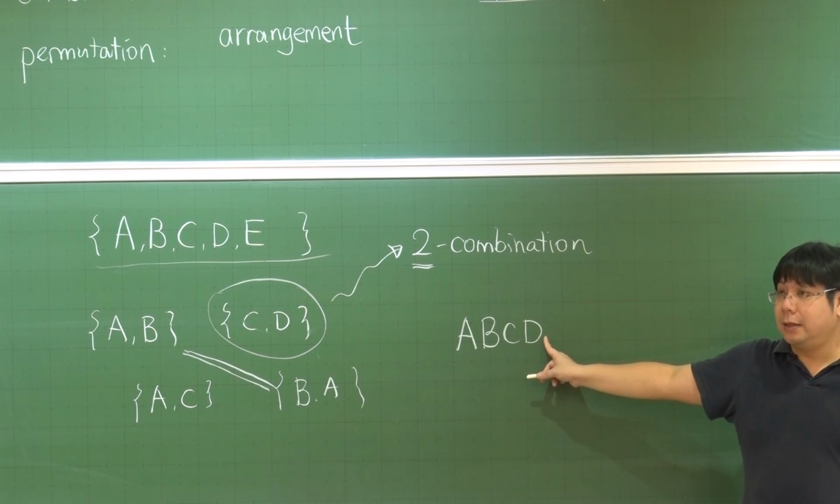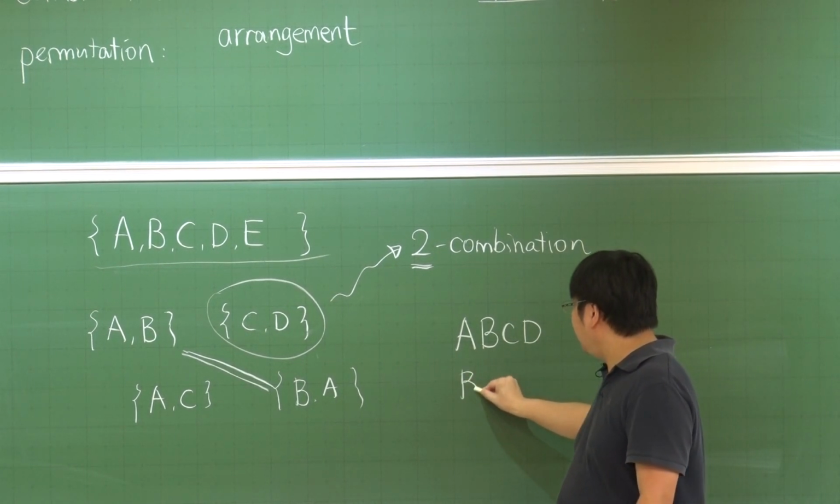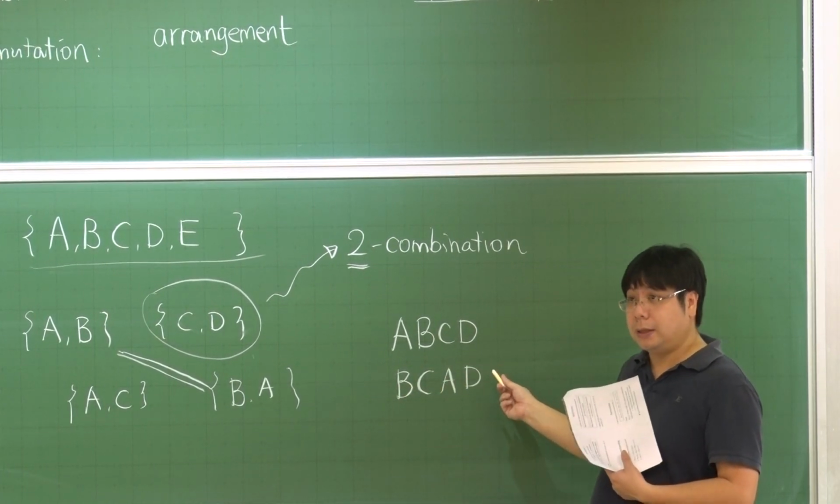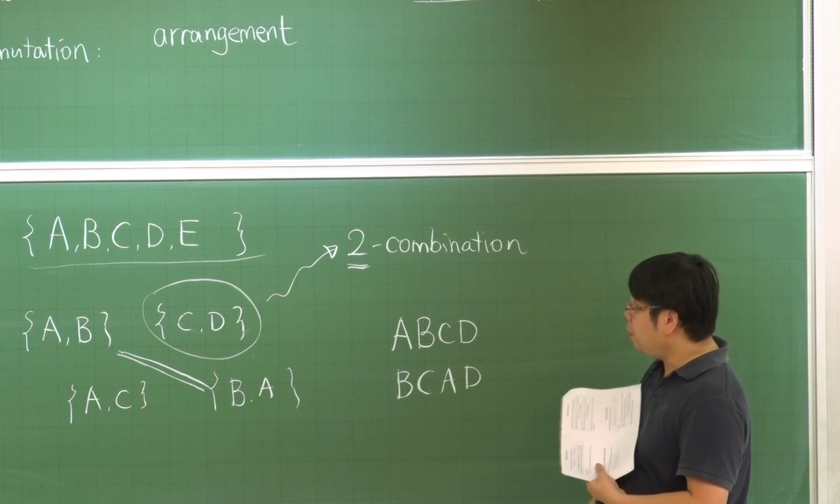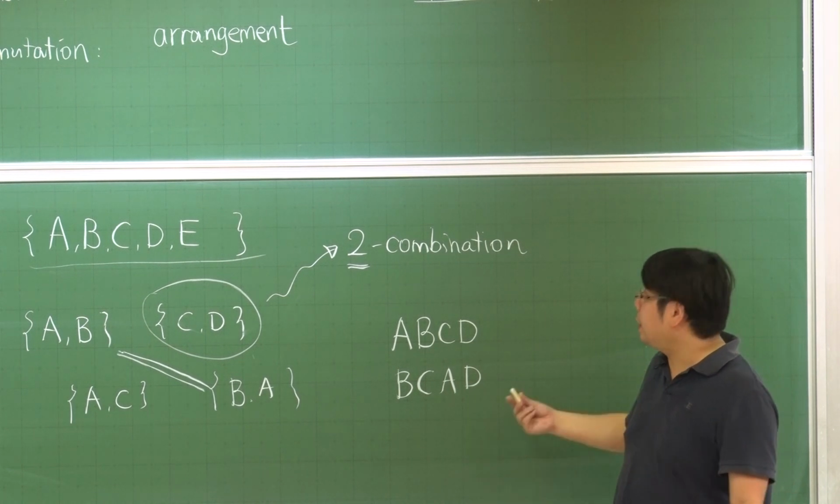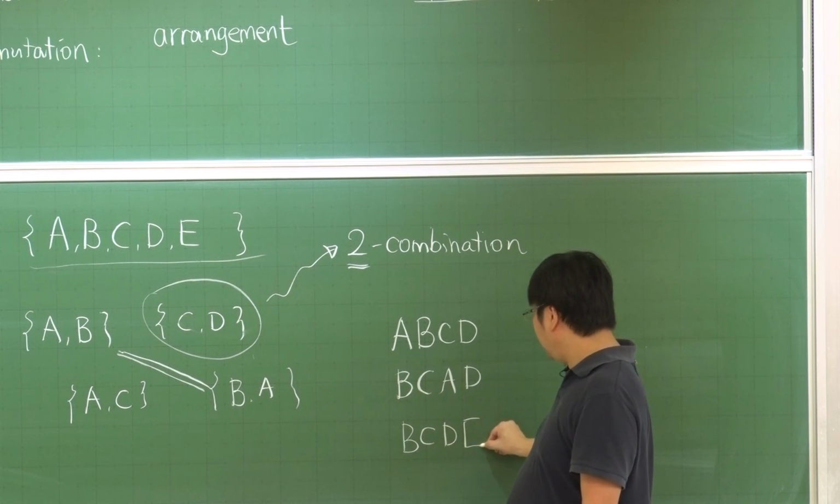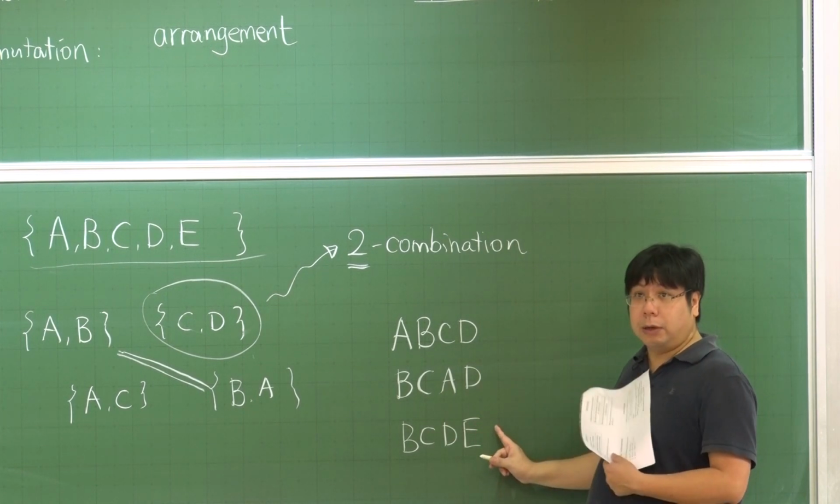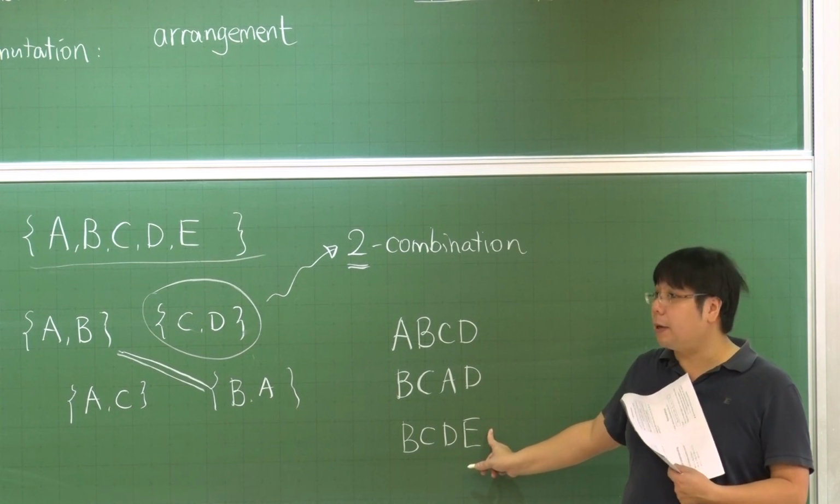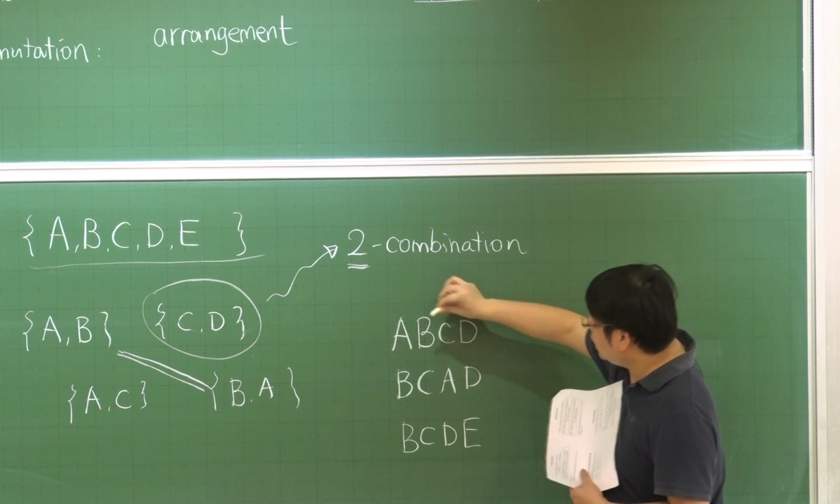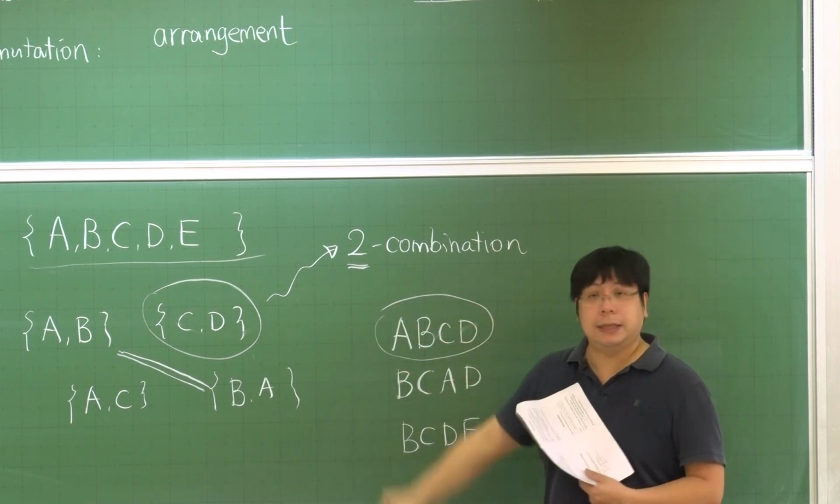Is that okay? Okay, we can also have B, C, A, D. This is another arrangement. Is that okay? And then we can select different kinds of 4 items. Maybe I'm selecting B, C, D, E. This is another arrangement by selecting 4 items. Is that okay? So we call each of them a permutation, and each of these permutations has 4 items inside.